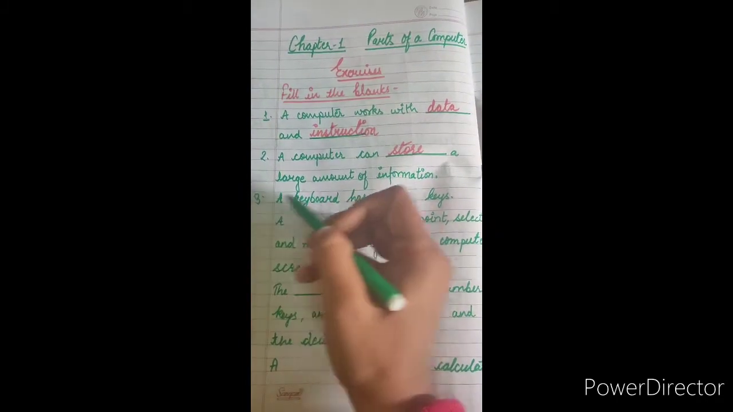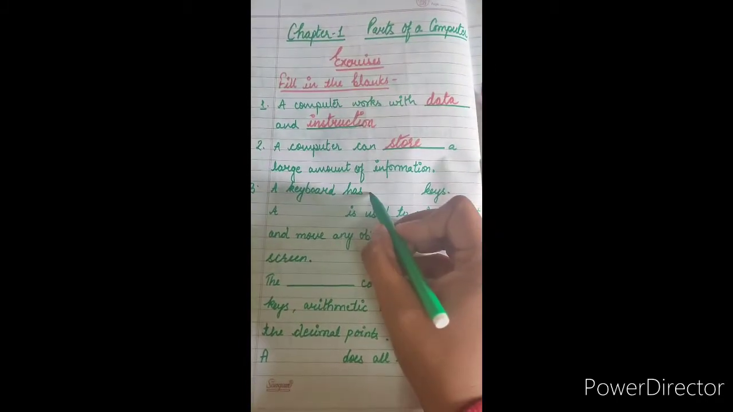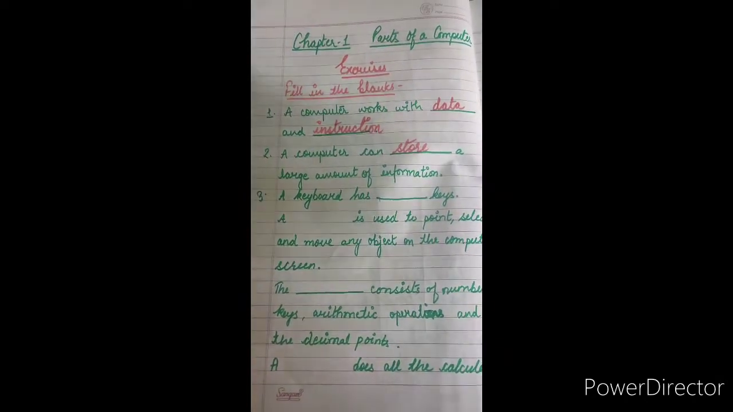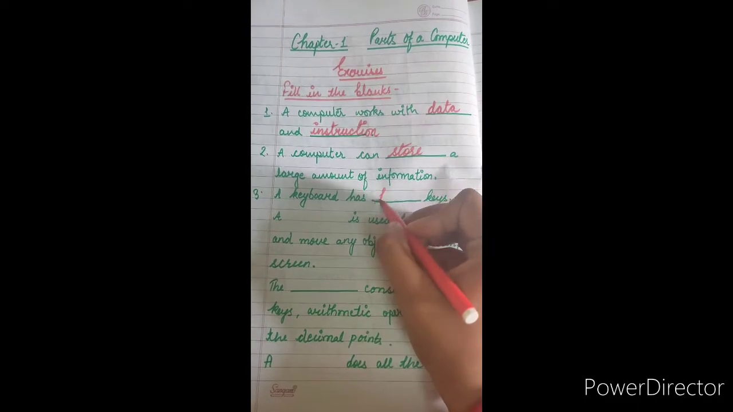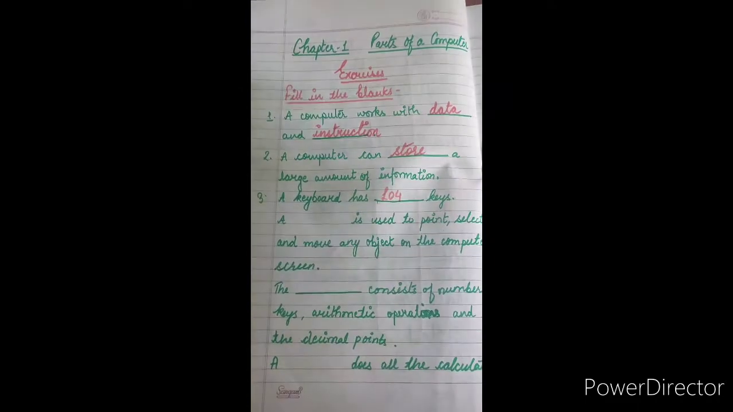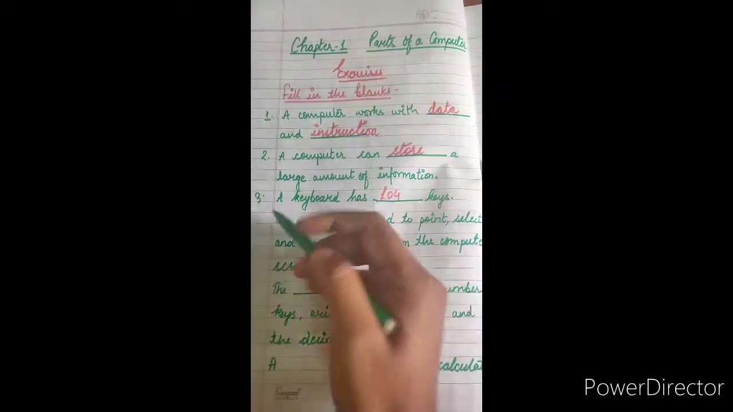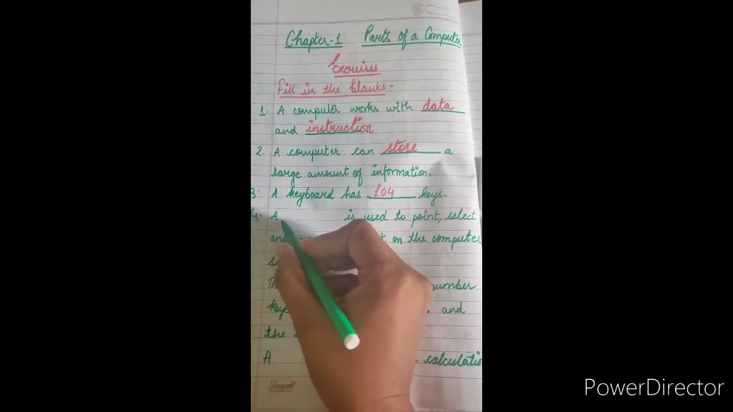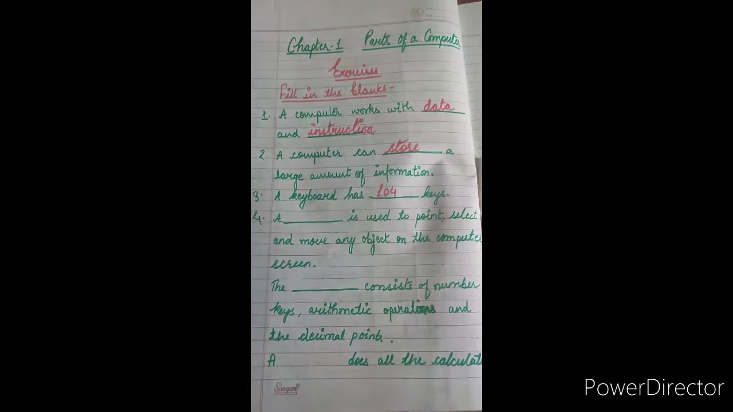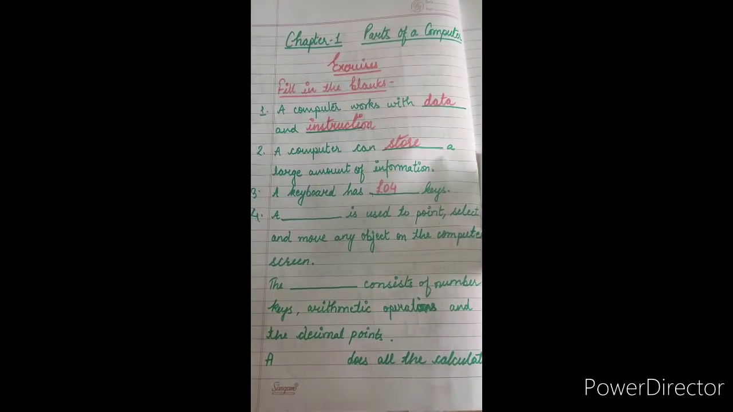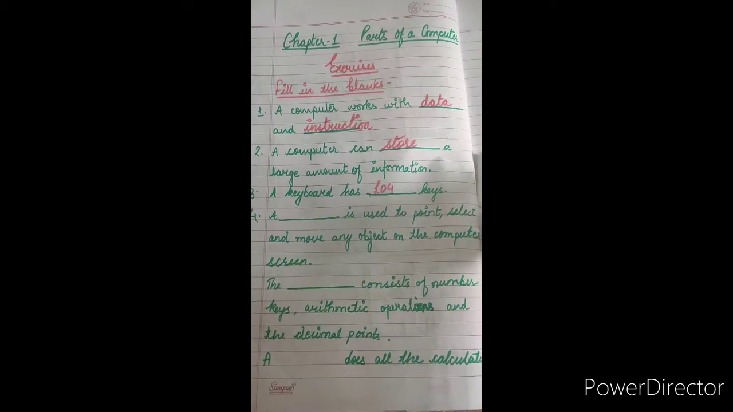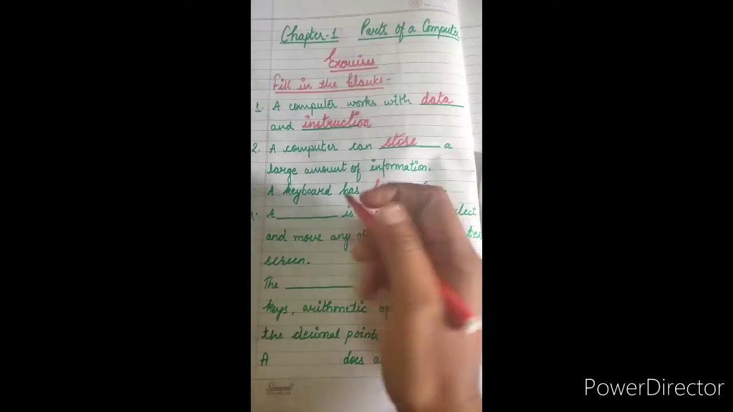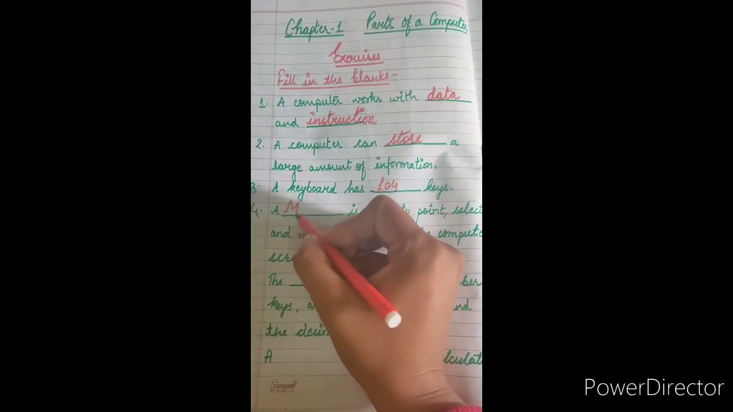Next one is: a keyboard has dash keys. Total keys are 104. Next, fourth one is: a dash is used to point, select and move any object on the computer screen. Mouse. Spelling of mouse is MOUSE.